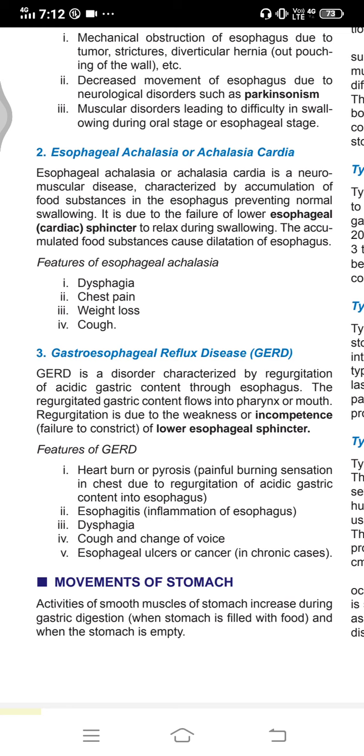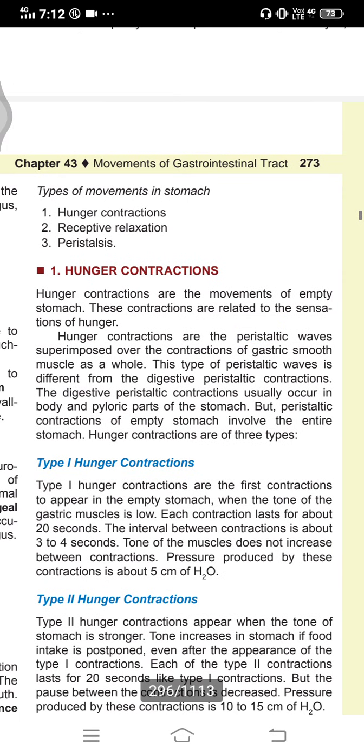Now, when it comes to movements of stomach, activities of the smooth muscles of the stomach increase during the gastric digestion when stomach is filled with food and when the stomach is empty. There are many types of movements of stomach, especially three: hunger contraction, receptive relaxation, and peristalsis. What are hunger contractions? Hunger contractions are movements of the empty stomach. These contractions are related to the sensations of hunger.